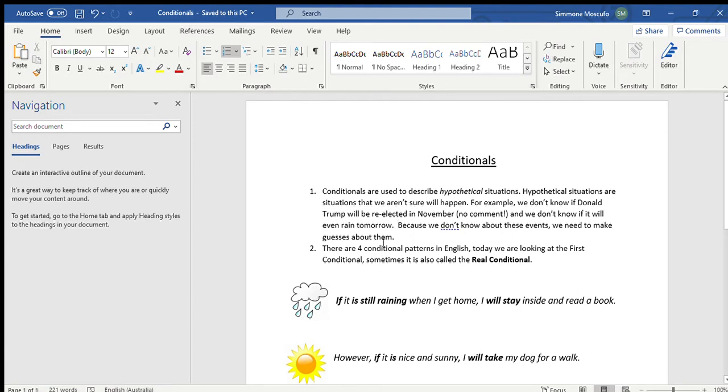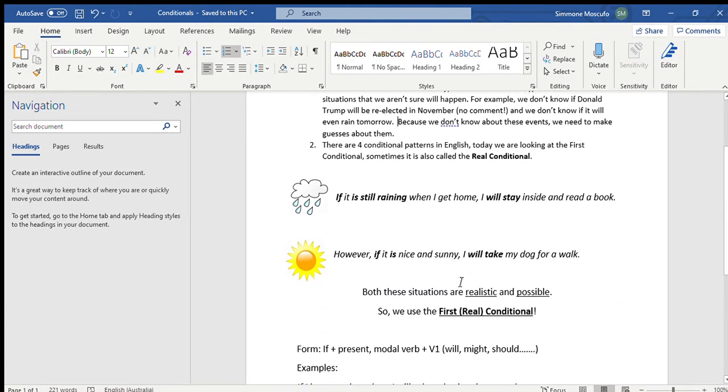All right, so let's have a look at point number two. There are 4 conditional patterns in English, and today we're looking at the first conditional. Sometimes it's also called the real conditional. I've got 2 sentences here. You can see the rainy clouds here.